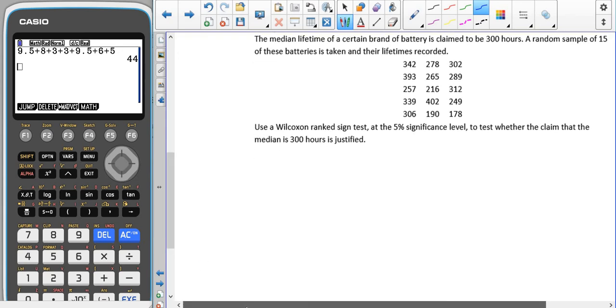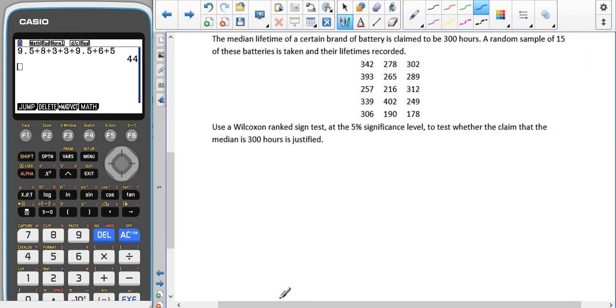So here we have the median lifetime of a certain brand of battery is claimed to be 300 hours. A random sample of 15 batteries is taken and the lifetimes are recorded. Use a Wilcoxon rank sign test at a 5% significance level to test the claim that the median is 300 hours is justified. So that means it either is going to be 300 hours or it's not going to be 300 hours. So our H0 is that the median is 300. Our H1 is going to be that the median is not 300.